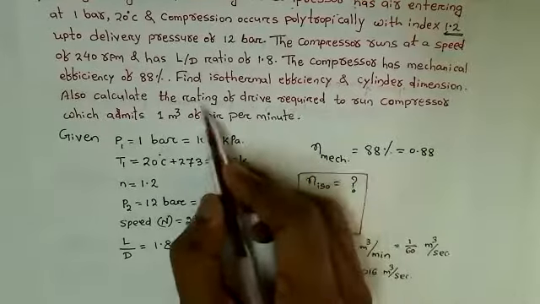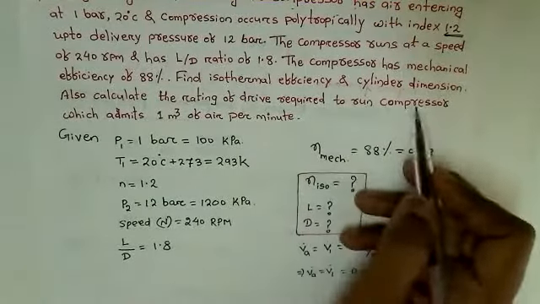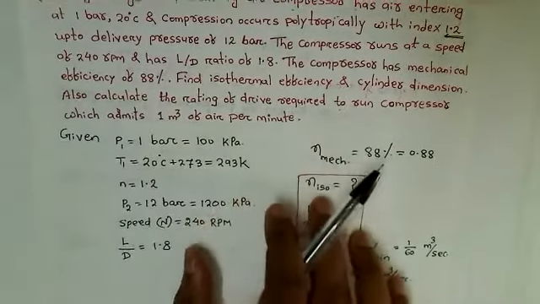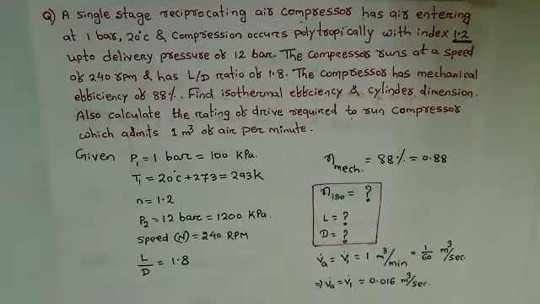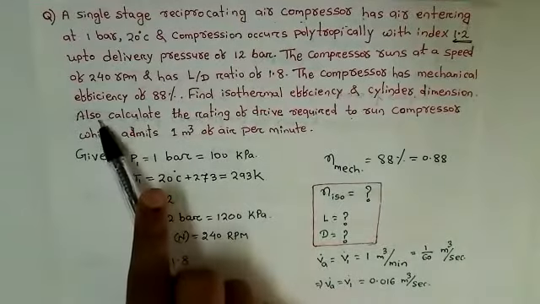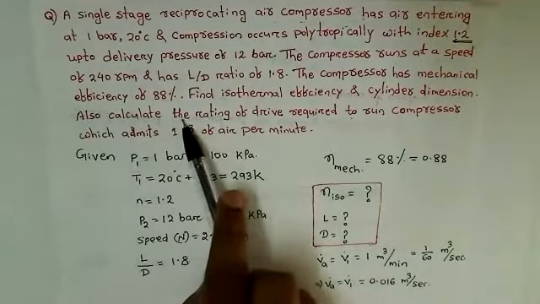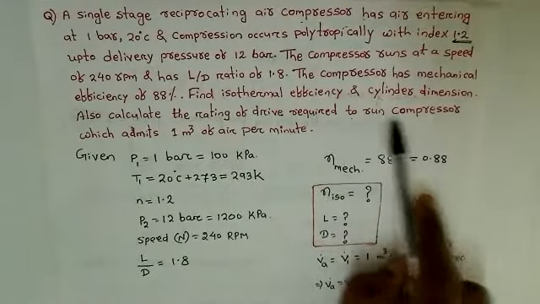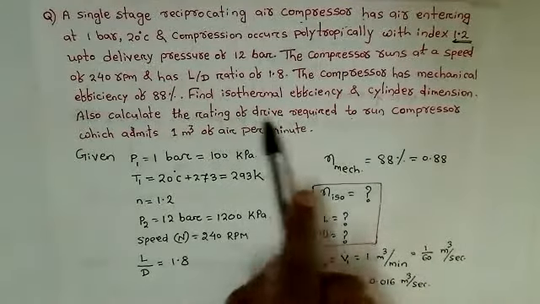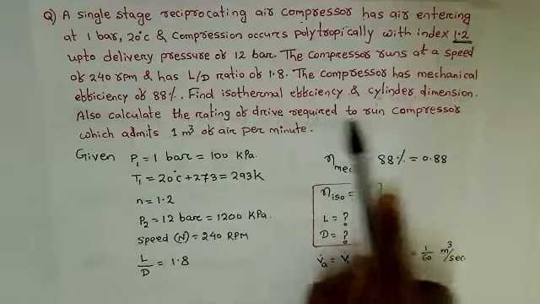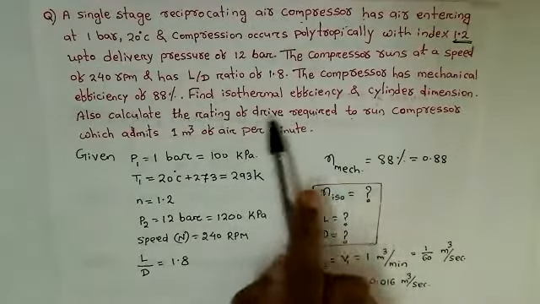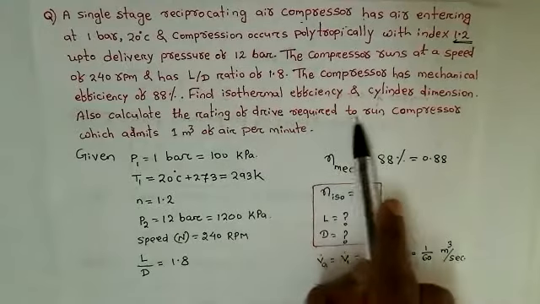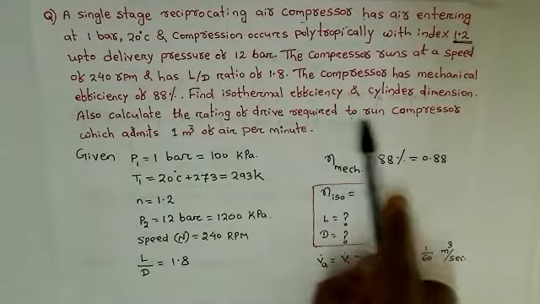Also the rating power required to run the compressor. Can you tell me what this is? If you cannot understand the question, what can you derive? The last line is: calculate the rating power of drive required to run the compressor. Which power do we have to calculate here? What is the meaning of this line?